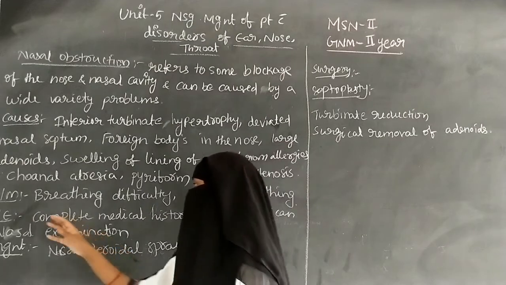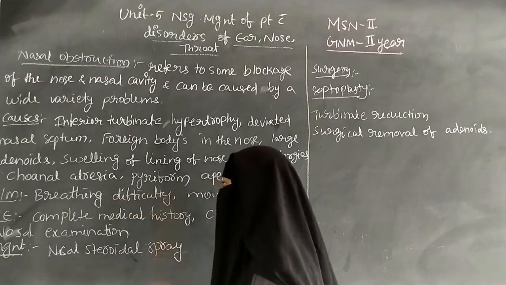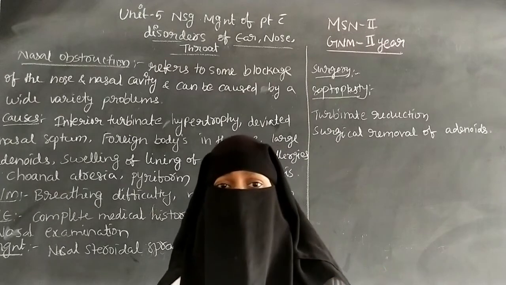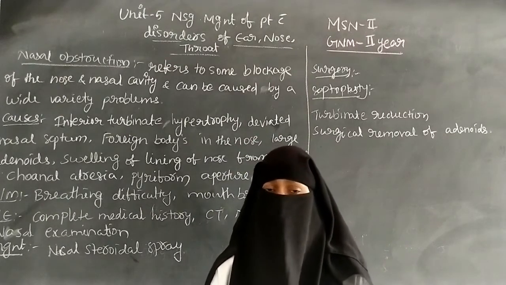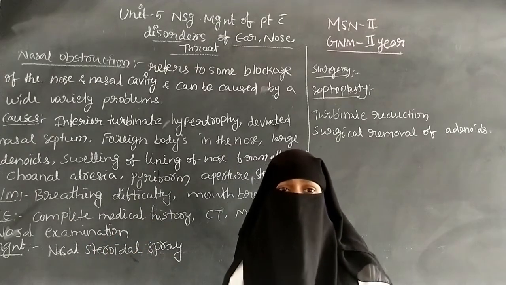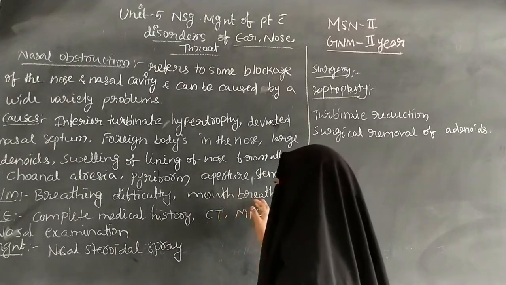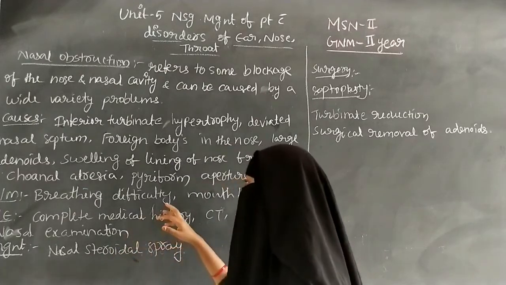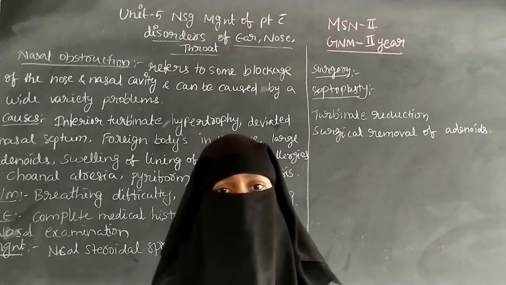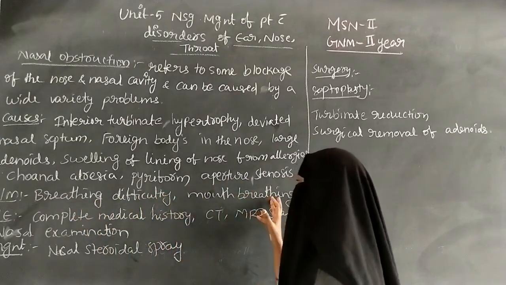So the next one is clinical manifestations. The clinical manifestations include breathing difficulty. Because of the obstruction or blockage, the patient may have difficulty in breathing. Because of the blockage of the nose, breathing can be taken by the mouth, so mouth breathing can occur and breathing difficulty can be present. From the mouth the patient will take the breath. So the clinical manifestations are breathing difficulty and mouth breathing.